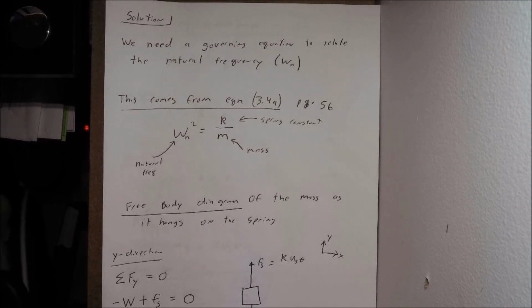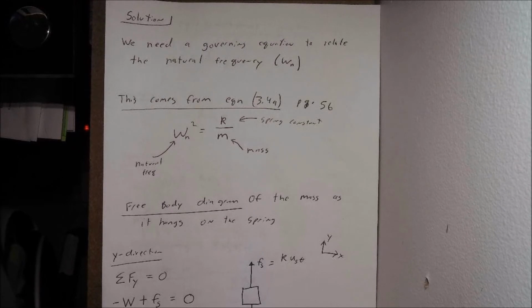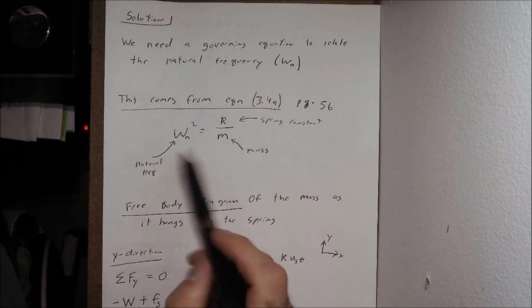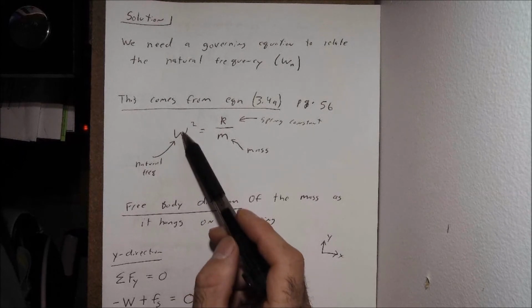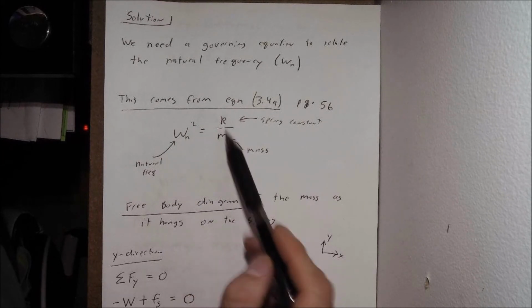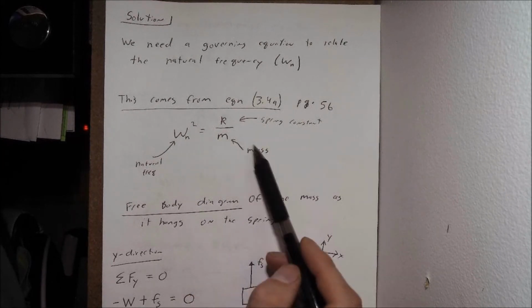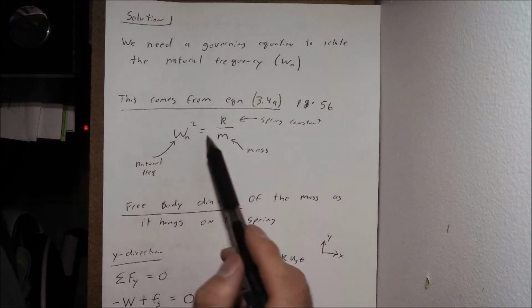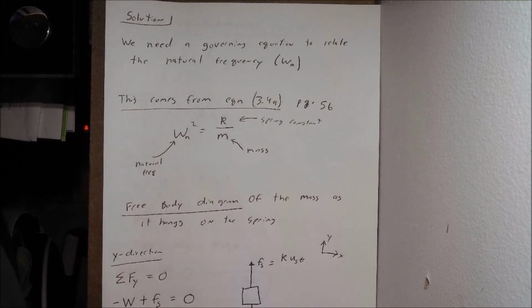But in order to start our solution, we need to come up with a governing equation to relate to our natural frequency, our omega sub n. This governing equation comes from equation 3.4a on page 56 of our textbook. It tells us that our natural frequency squared, omega sub n squared, is equal to K over m, our spring constant divided by our mass. This is going to be useful information to relate back to, so we'll keep that there.